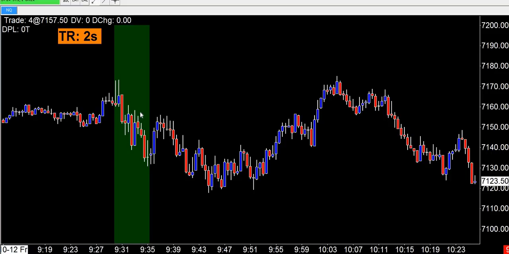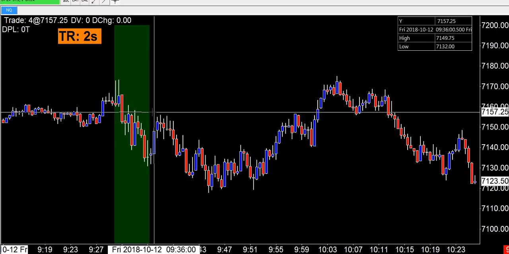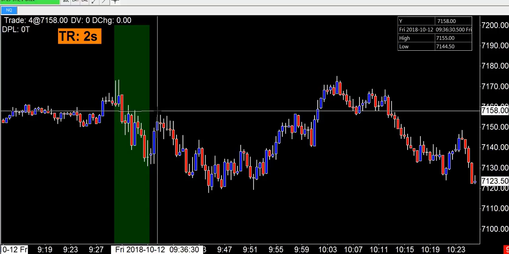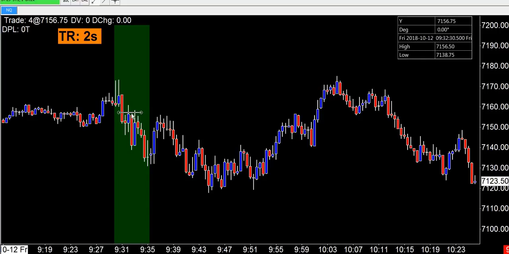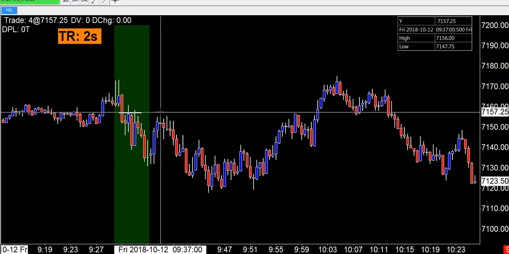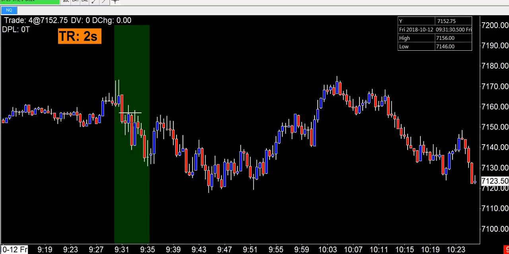So right over here would be my entry. Let's take a look and see if that's 57.75. 57.25, comes up a little bit. That's 58. Okay, so right there, that's where I'd be looking for my pullback. If this was a normal size candle, we'd come back over here.